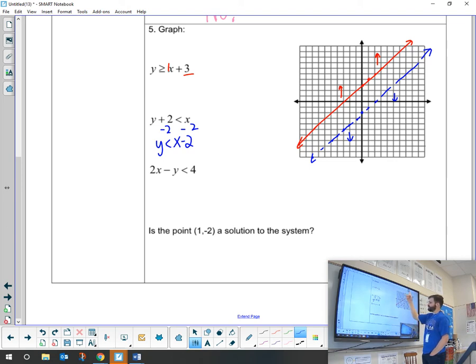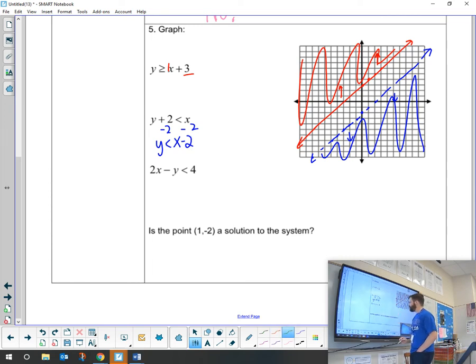Uh-oh. This one's shading above, this one's shading below, and those are parallel lines. Hold up. We're not going to have any connection because we're going to shade all of this in blue, shade all of this in red, and my green, let's do my green real quick.